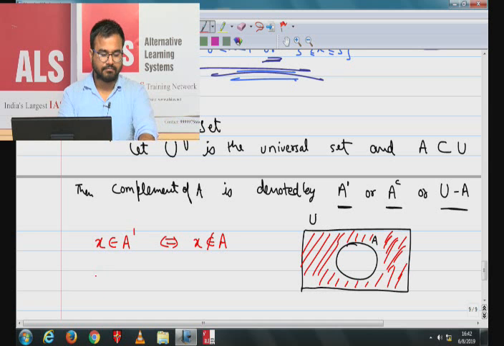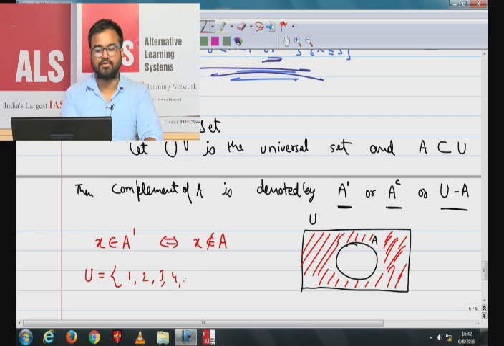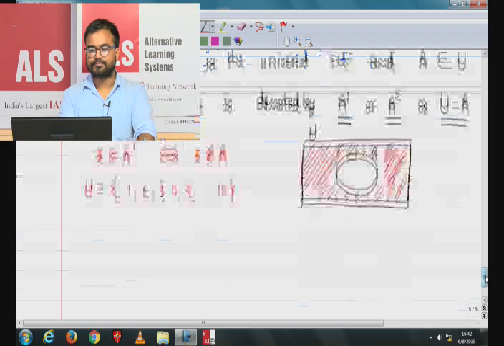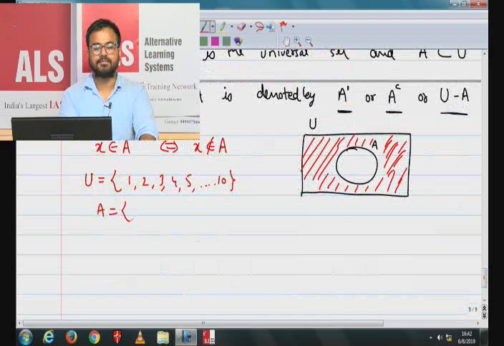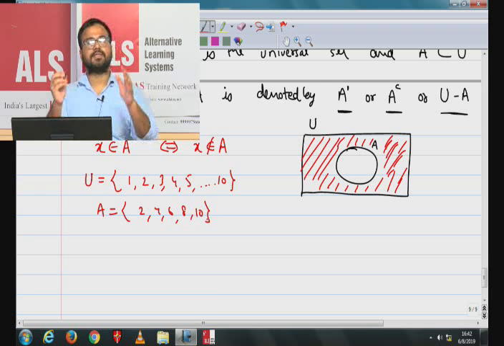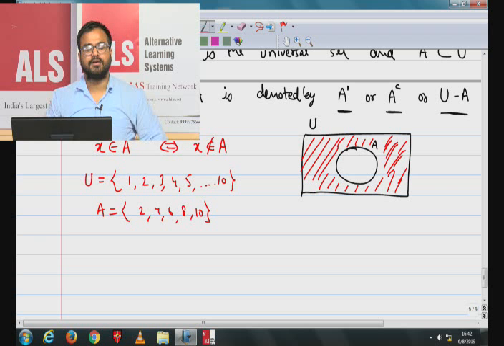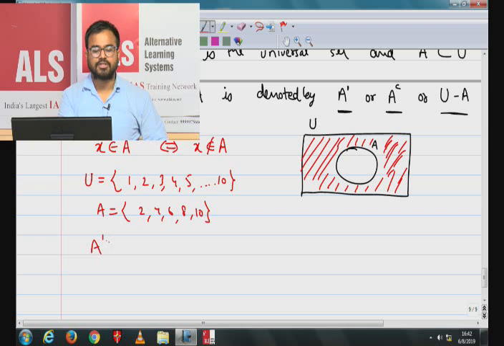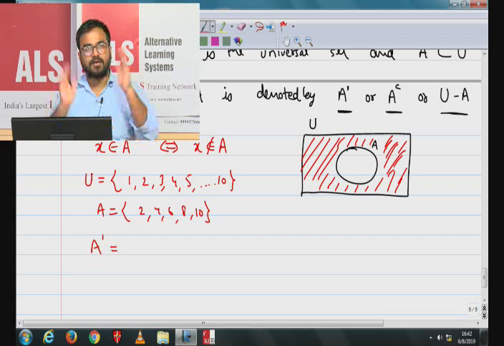Let's say a universal set is 1, 2, 3, 4, 5, up to 10, right? And A is 2, 4, 6, 8, 10. So a universal set is the collection of the natural numbers from 1 to 10, and there is a set A, it is the collection of even natural numbers. Then A dash would be given by the set of all elements except A in the universal set.